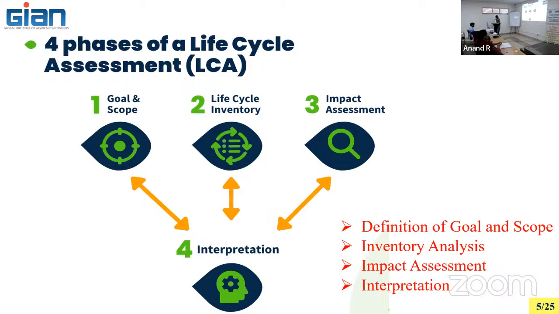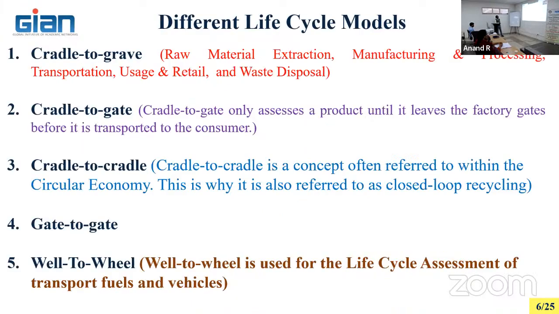In order to do the life cycle analysis, there are tools available. Something like what we use, an artificial neural network for the optimization of the process, for the impact assessment or life cycle thinking also. There are some tools available. Different software is available. You can use that. There are different types of models, I can say: cradle to grave, cradle to gate, cradle to cradle, gate to gate, well to wheel. These are all different methods of designing the model.